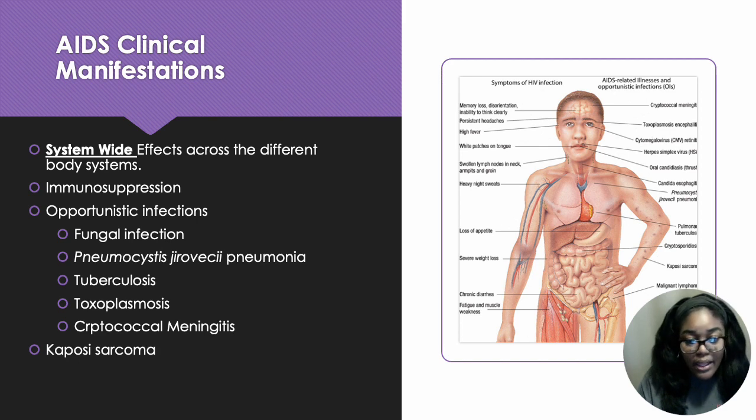And as far as musculoskeletal, you see fatigue and muscle weakness. So again, these are clinical manifestations across different body systems, and they're wide. Ultimately, you do see immunosuppression, which causes all of these signs and symptoms. You do have the risk of getting an opportunistic infection. Sometimes it's fungal. Sometimes it's that pneumonia or tuberculosis that I was telling you about. Sometimes it's that cryptococcal meningitis and toxoplasmosis encephalitis. So you have different opportunistic infections that would affect the individual with AIDS. And again, this ultimately would result in their demise.